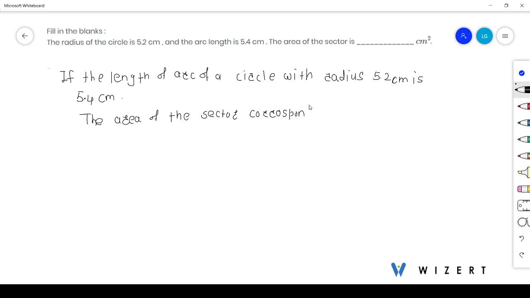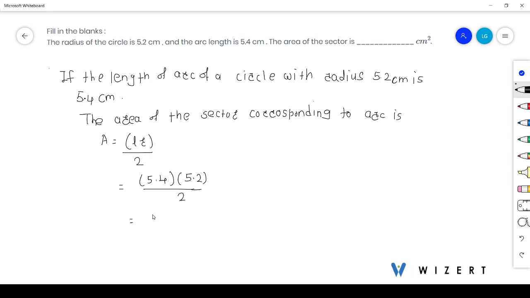corresponding to that arc is given by the formula A equals L into R divided by 2. L means length of arc, which is 5.4. R means radius of a circle, which is 5.2 divided by 2.